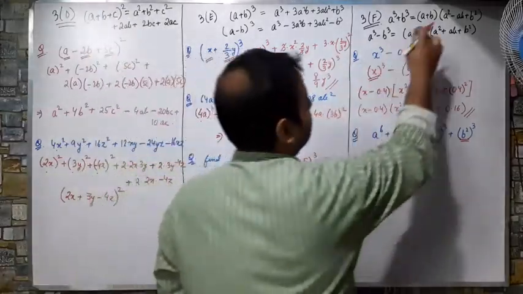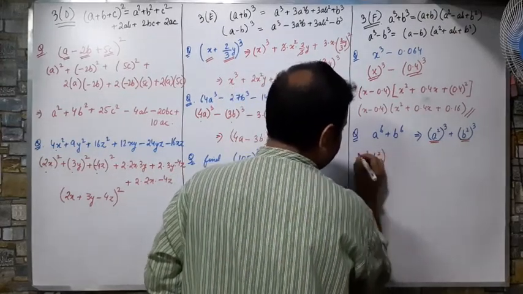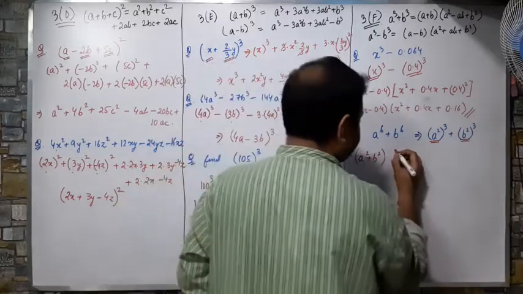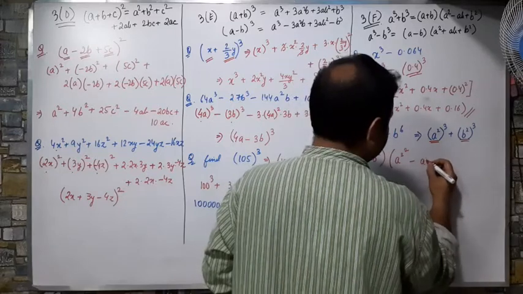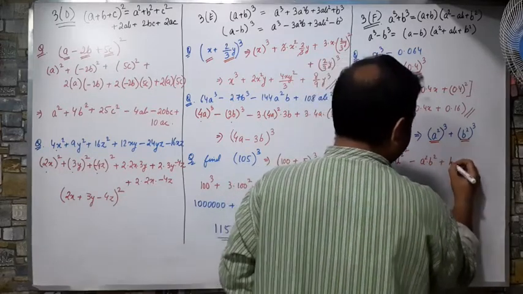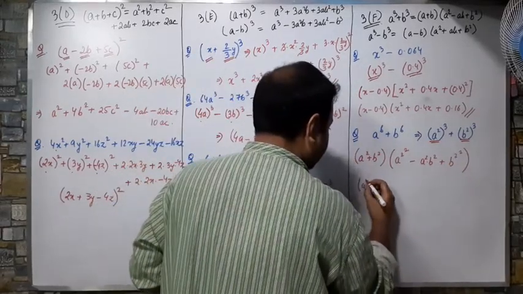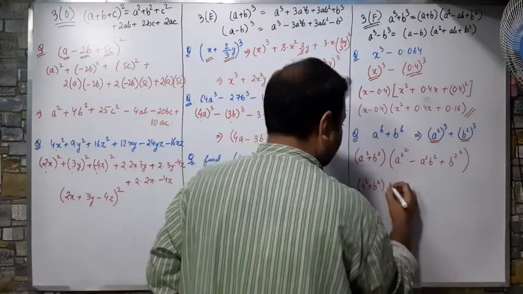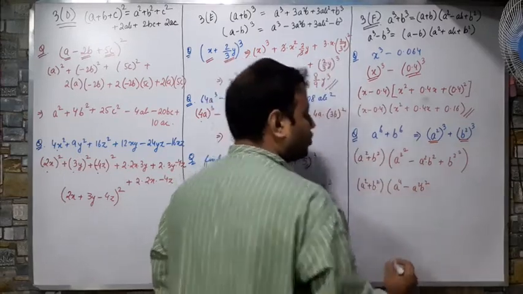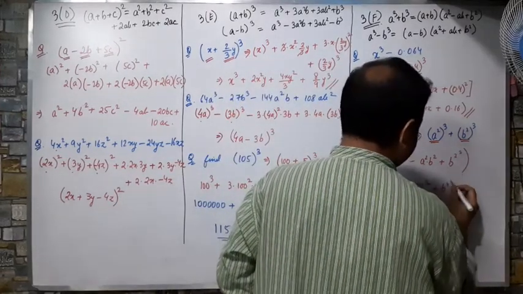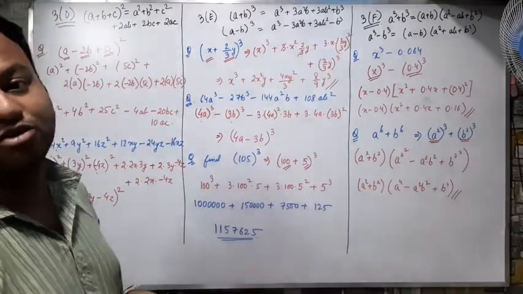So what is the first term? The first term is a plus b. So I will write here a square plus b square. Then what is the next term? A square squared minus a square into b square plus b square squared. So what I am getting? I am getting a square plus b square into a to the power 4 minus a square b square plus b to the power 4. So this is my factorization of a to the power 6 plus b to the power 6.